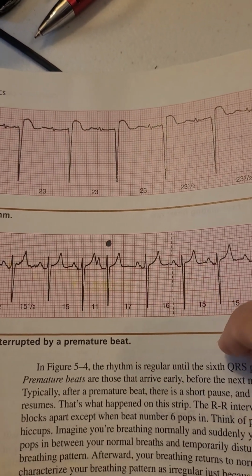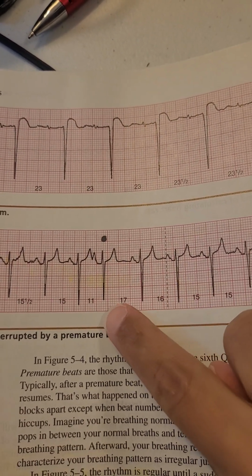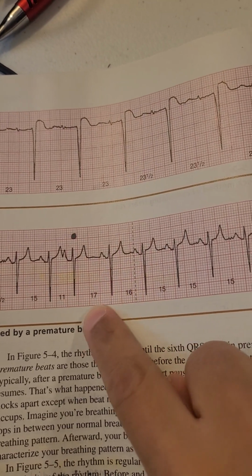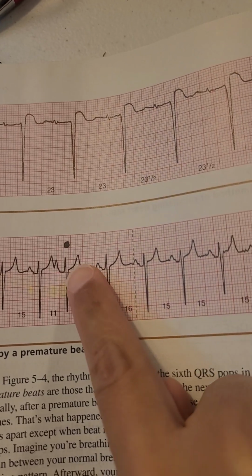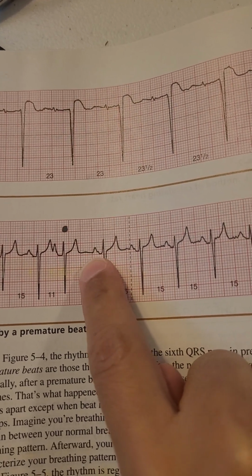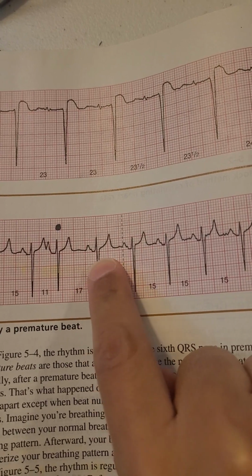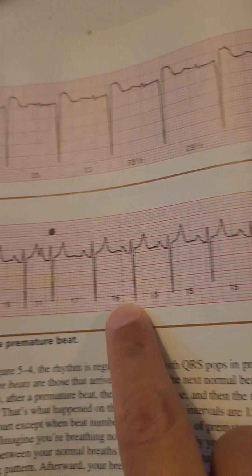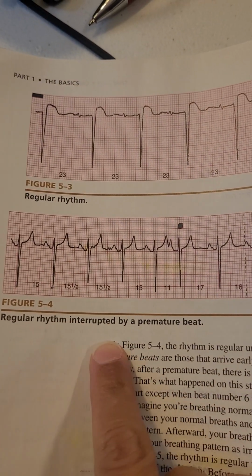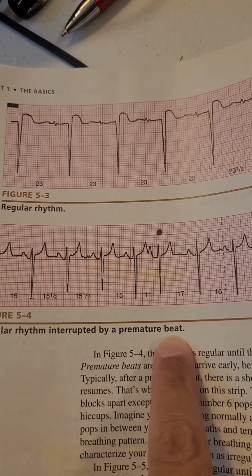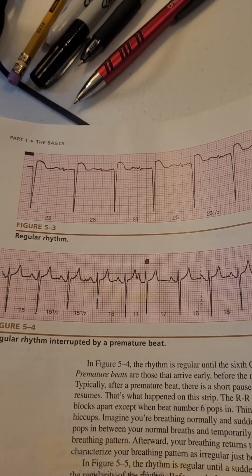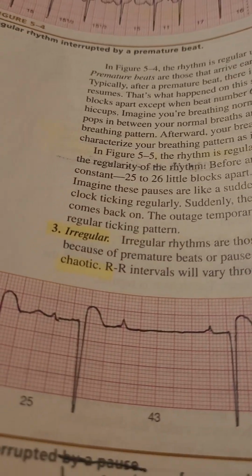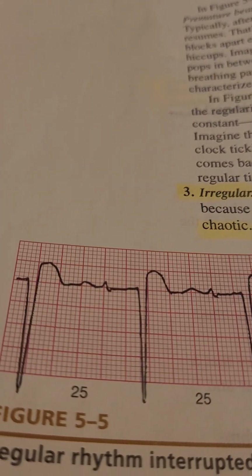PACs, what you'll later learn, or PVCs, PJCs. You'll learn them a little bit later, but then you see you have one right there, and then it has a little space, and then it continues on to where it left off, and then you see the rest is regular. So that would be regular rhythm interrupted by premature, which is the same thing as regular but interrupted.